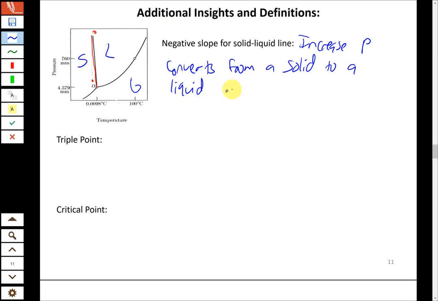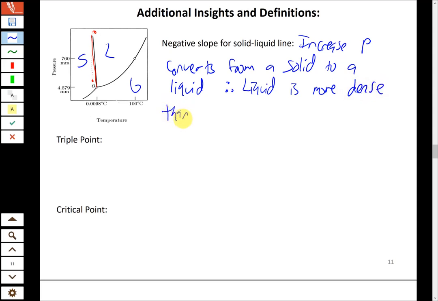And so what that means, therefore, in this substance, which is water, the liquid is more dense than the solid. Because when we increase the pressure, we're basically compressing, forcing the substance to be more compact. And as we do that, it converts from solid to liquid, telling us that it's the liquid phase that is more dense.